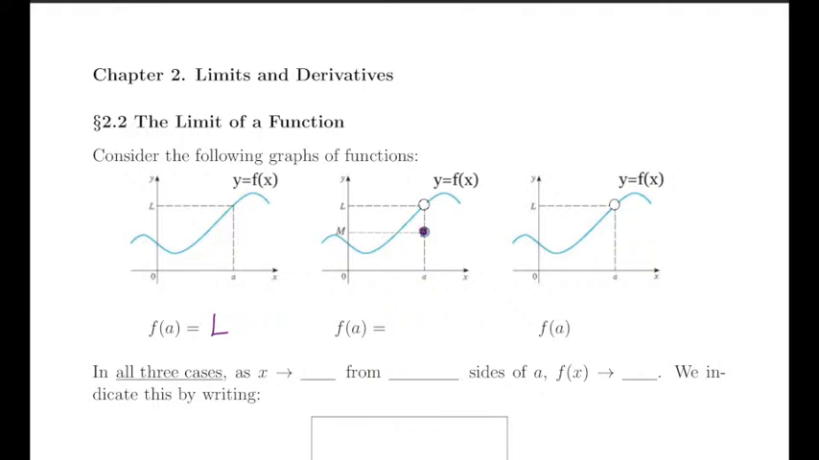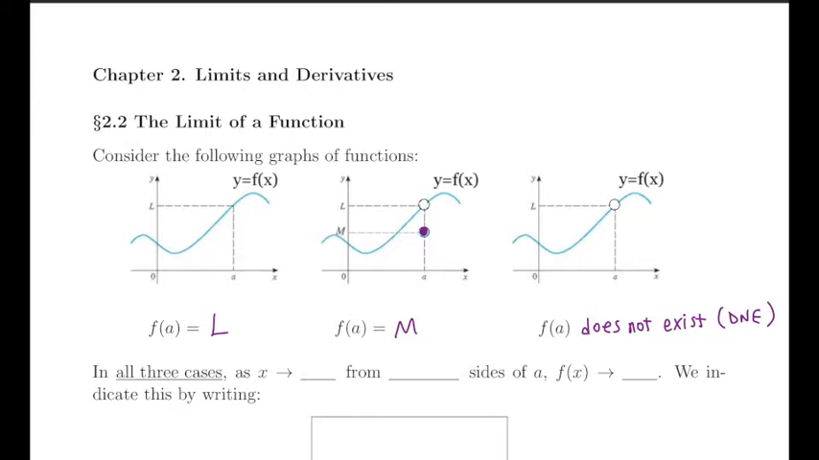For the second case, f of a is not L, but it is M. The y value at that point is M. And for this final graph, f of a doesn't exist. There's a hole there. You're skipping that point. It is not in the domain. So f of a does not exist. I will often abbreviate this as DNE.